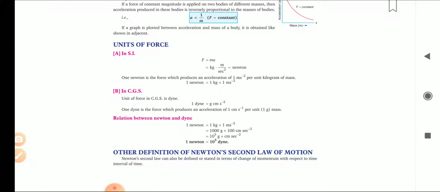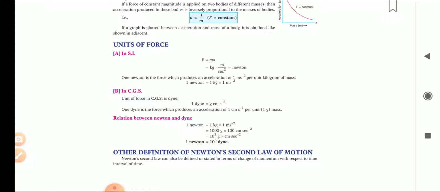Okay. Similarly, the CGS unit is the dyne. So 1 dyne also we can define. 1 dyne is that force which, when applied on a body of mass 1 gram, produces in it an acceleration of 1 centimeter per second square. So the unit of acceleration here is centimeter per second square and the unit of mass is gram, because in CGS we take gram and centimeter per second square, and in SI we take kilogram and meter per second square.